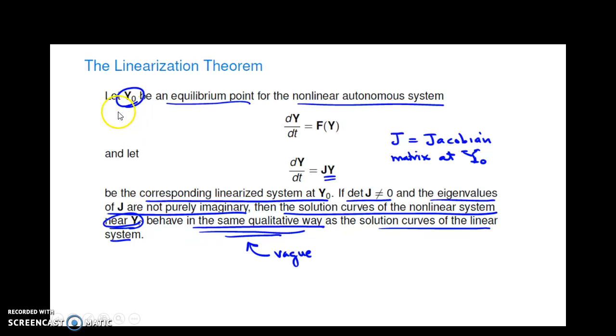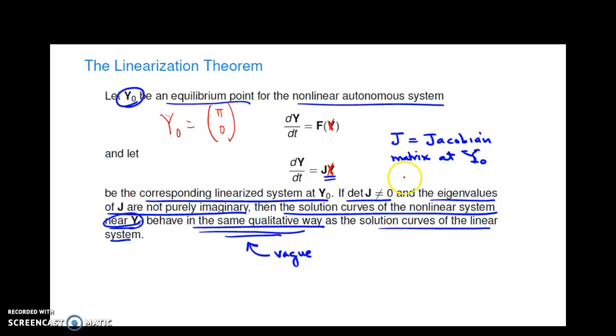So really, this is a more formal statement of the linearization theorem. Suppose that the y0 vector is an equilibrium point. For us, y0 is the vector consisting of pi, 0 for the nonlinear autonomous system, where dy dt equals a function of y. Instead of using x, they're using y here, so we could always change this back to x. And let dy dt equal the Jacobian times the variable vector. Let that be the corresponding linearized system at the equilibrium point.